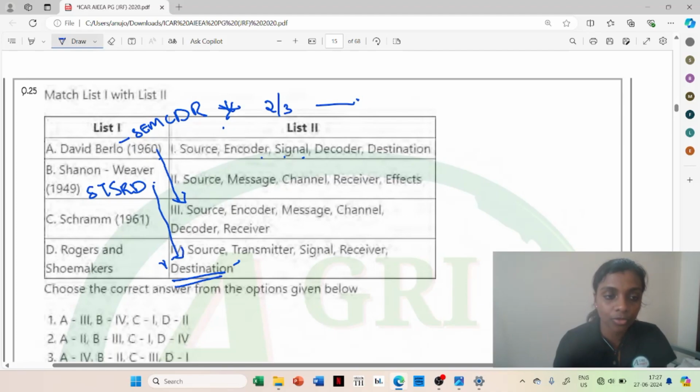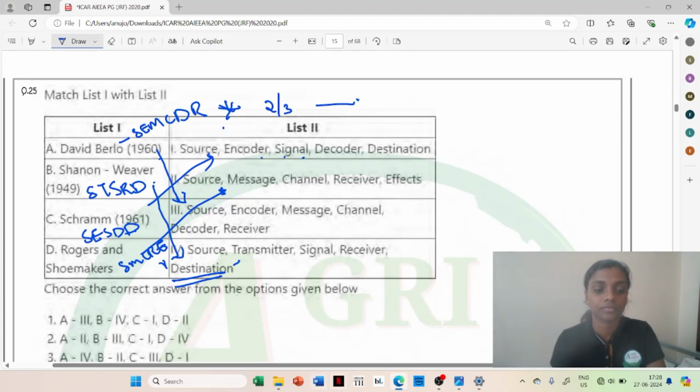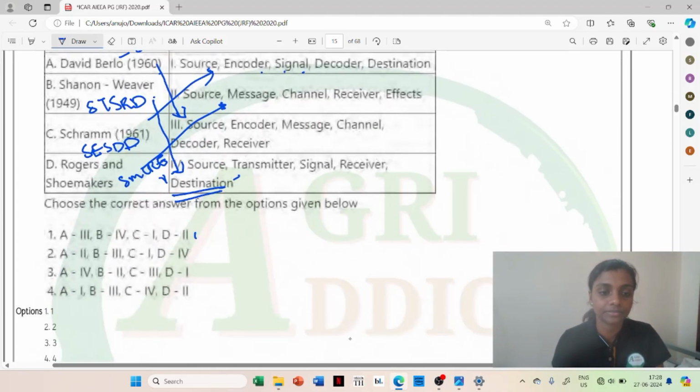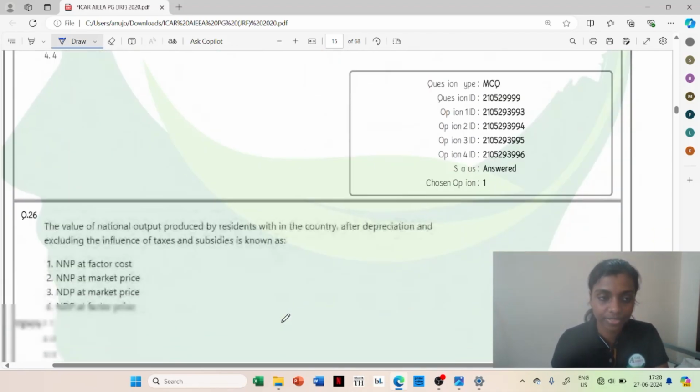So option is 4. Third one is SRAM, SRAM option is SCSDD: source, encoder, signal, decoder, and destination. So C will go to 1. And finally, Rogers and Shoemaker, which is SMCRE: source, message, channel, receiver, and effect. Okay, so the option will be A3, B4, C1, D2. Option A. Going to next question.